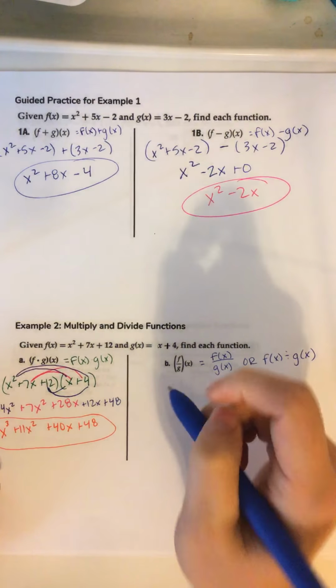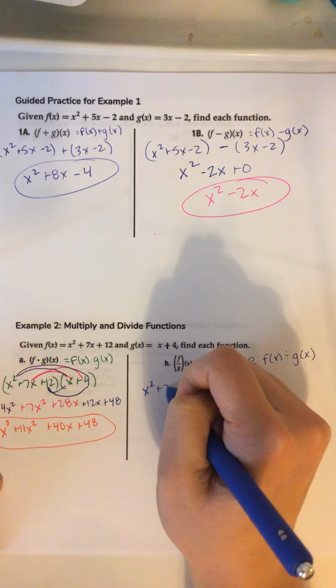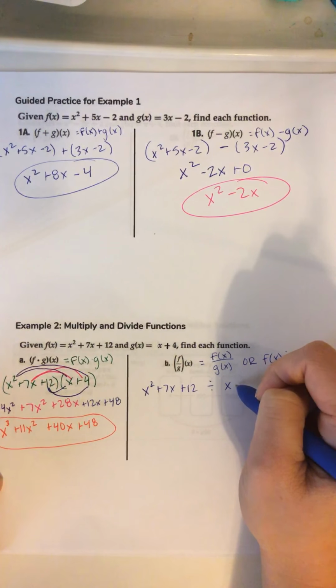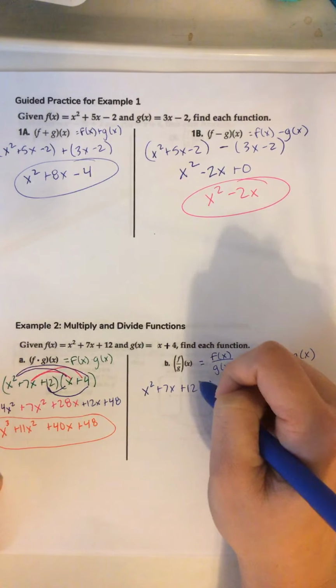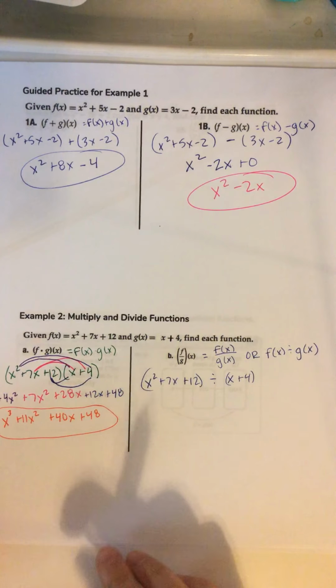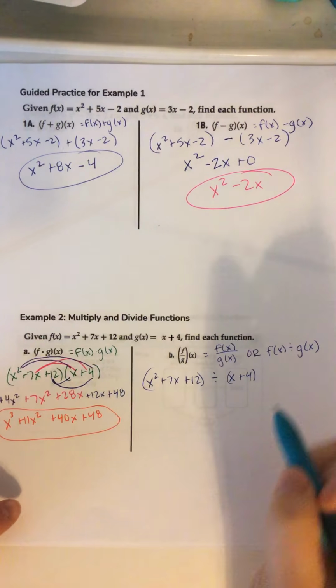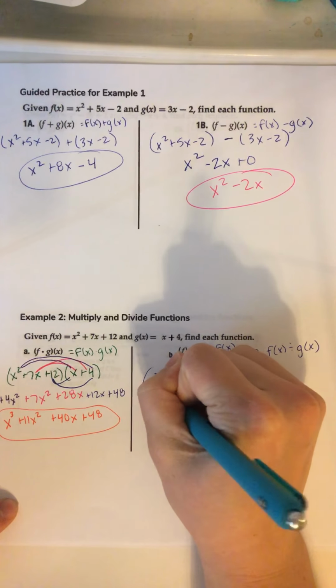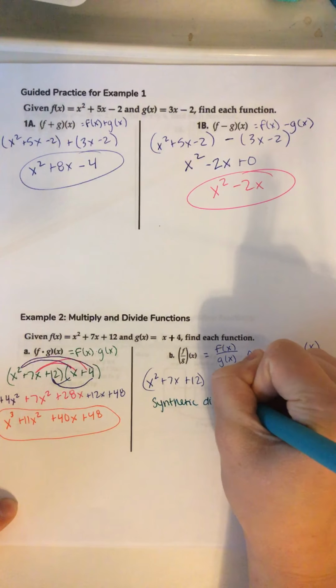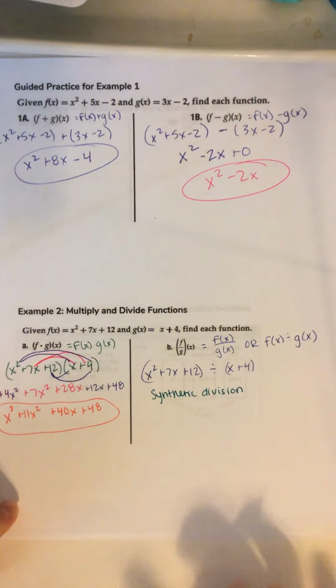So what's that going to look like? Well, we have x squared plus 7x plus 12 divided by x plus 4. And we know that dividing polynomials isn't so easy like multiplying or adding or subtracting. We know we can use synthetic division to do this, or long division if you prefer, but I know most of us prefer synthetic division.